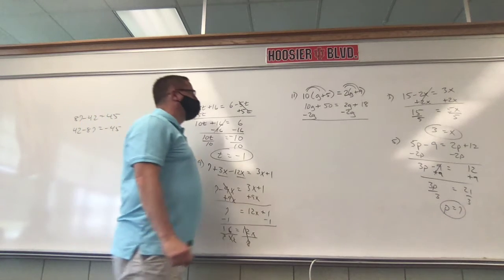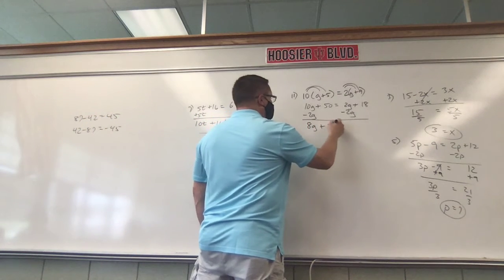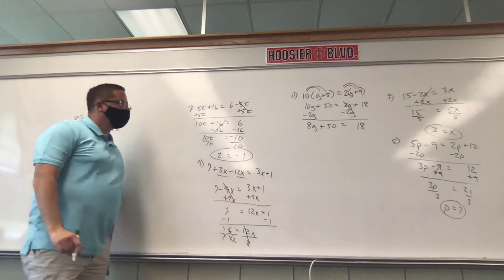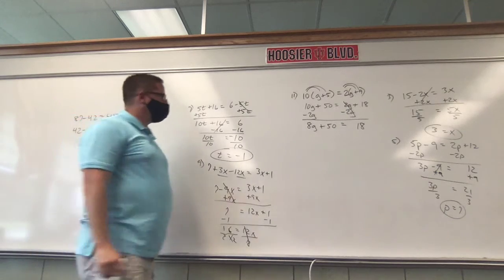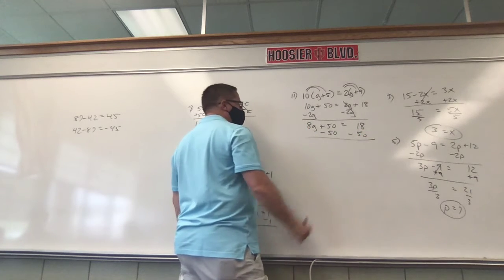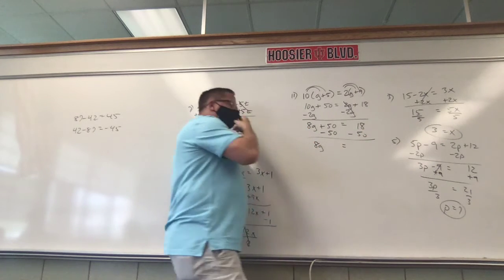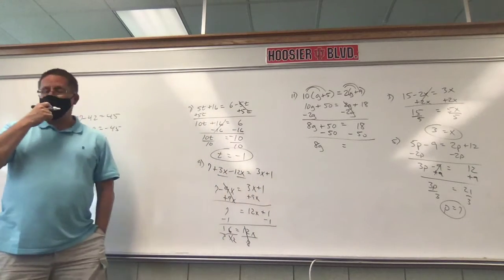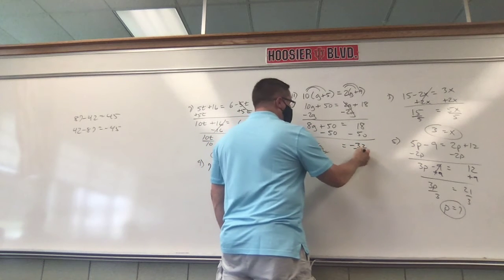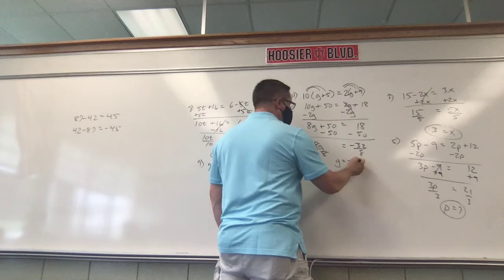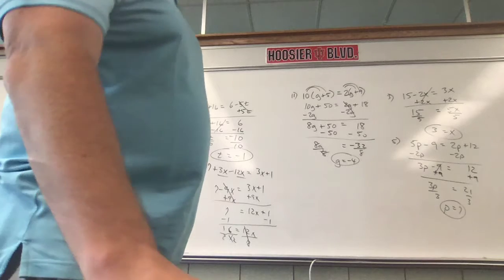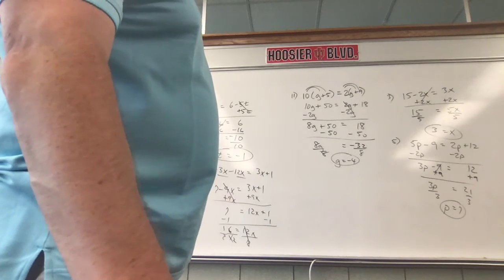All right, so we have 10 minus 2 is 8G plus 50 equals, these cancel, 18. Then what? You got to get rid of 50 by subtracting 50. Okay, the 50s cancel, we're left with 8G. 50 minus 18 is 32. So what's 8G? It's negative 32. Very good, negative 32. The last thing we do is divide by 8. And negative 32 divided by 8 is negative 4. G equals negative 4.